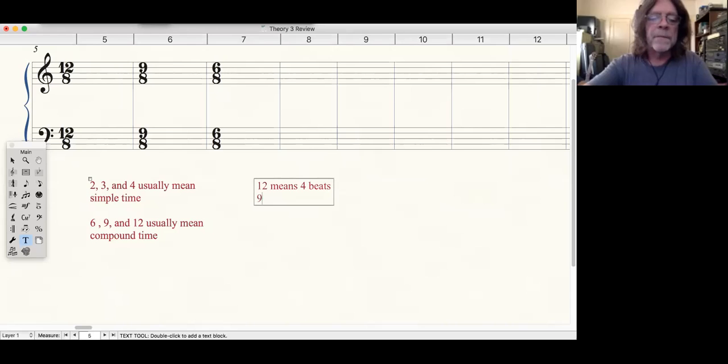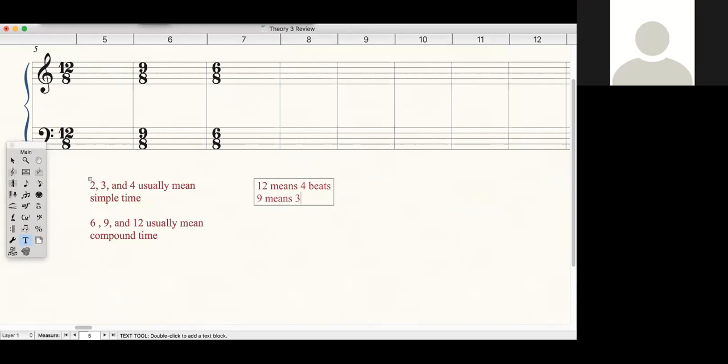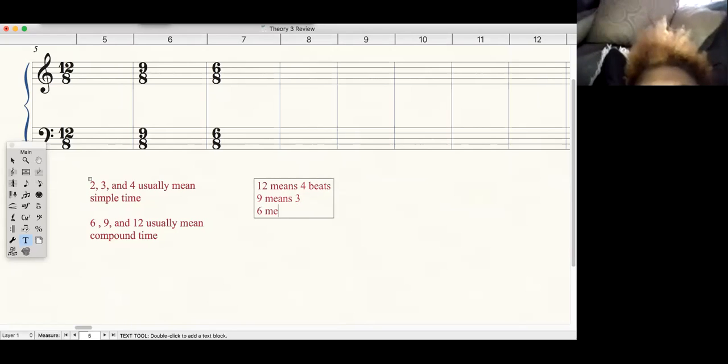Nine means how many beats? Anybody? 3. 3. 6 means 2.